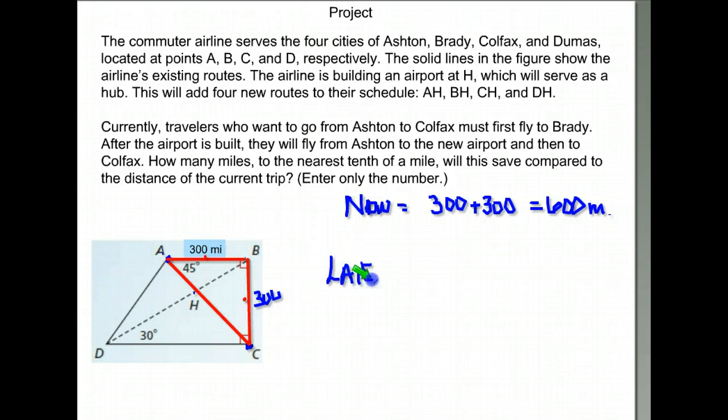Then we'll have our later. Our later is after this new airport's built. What's the distance going to be? So instead of going around, we want the distance straight from A to C, which notice that's the hypotenuse of our triangle. And in a 45, 45, 90, if you know the leg, how do you find the hypotenuse? So go to your notes for 45, 45, 90, and what do you do to find the length of the hypotenuse if you know one of the legs?